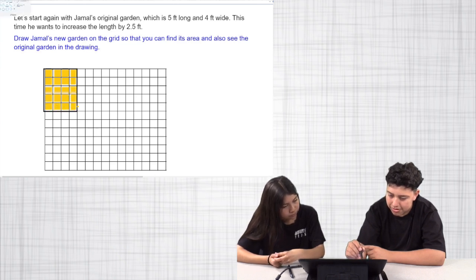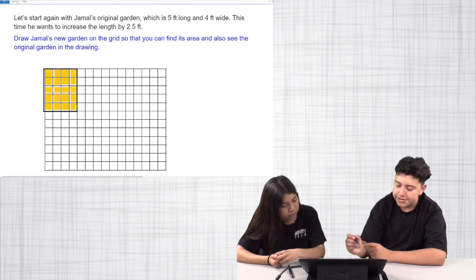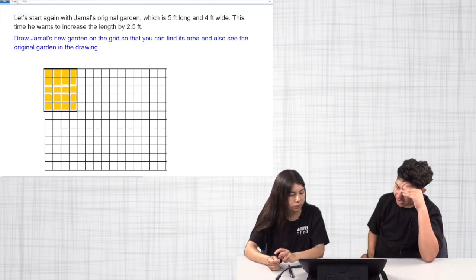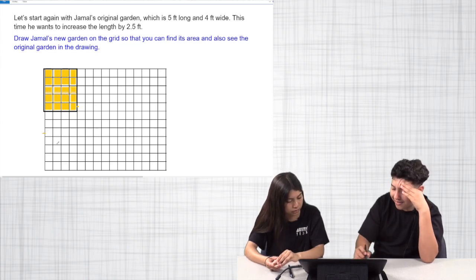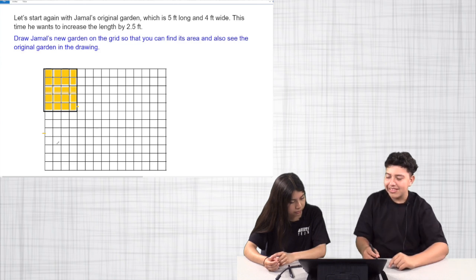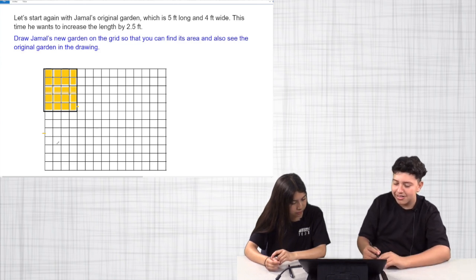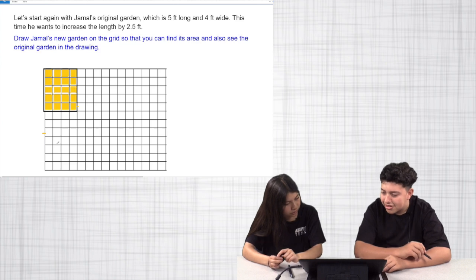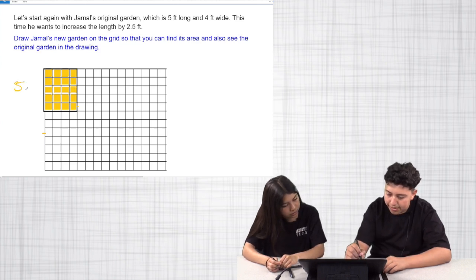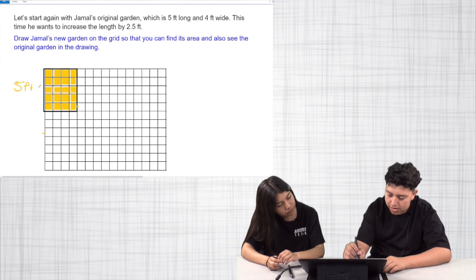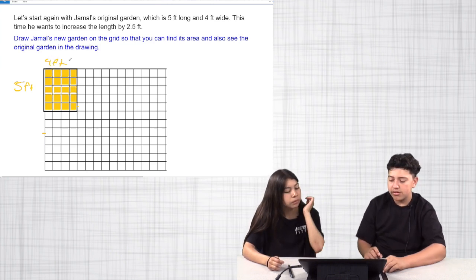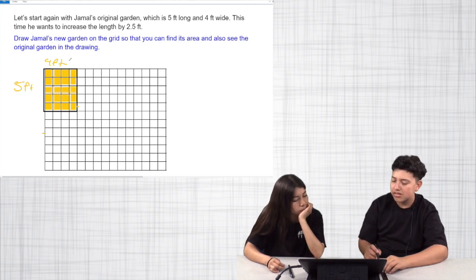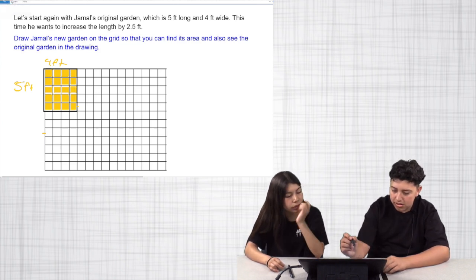Alright. So, you want to increase it by like 2 feet, 2½ feet. Yeah, so like in the middle. Only the length. But let's label these first. So 5 feet and 4 feet. Let's add another box. Do you want to find that area first? That's 20.